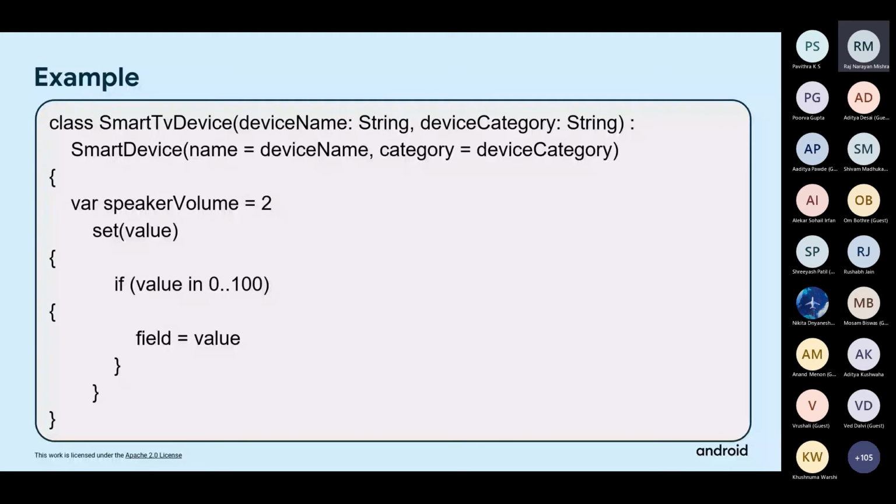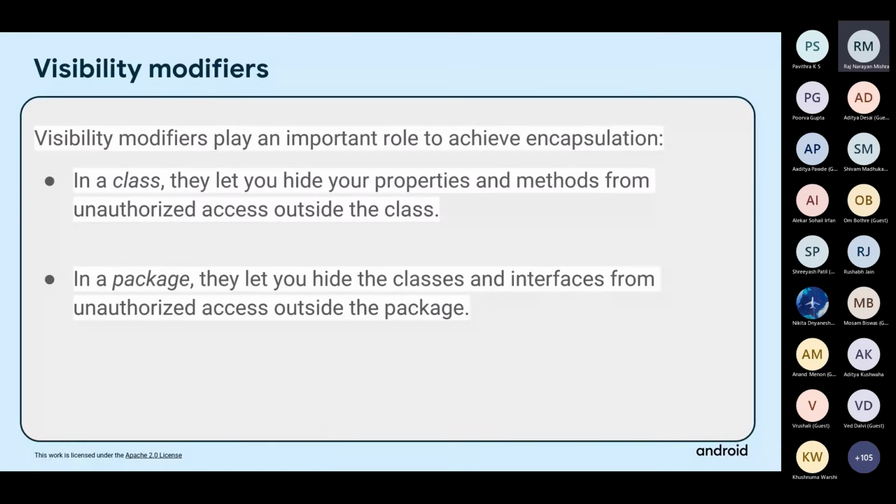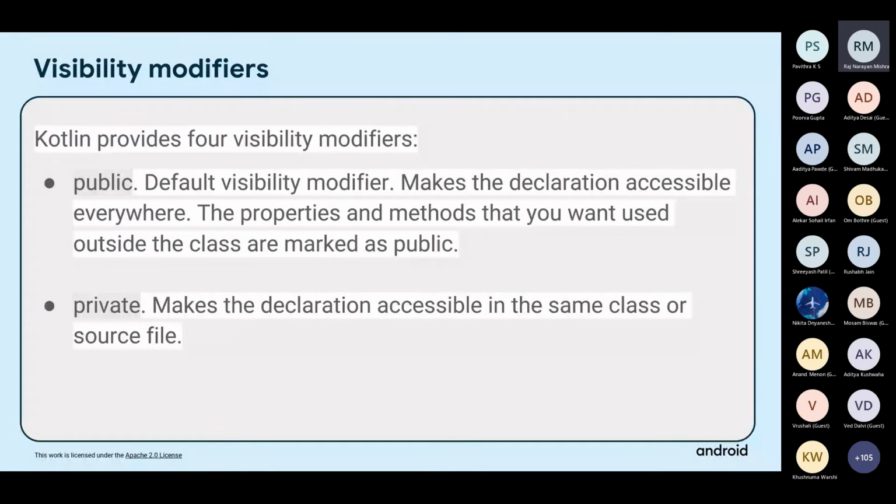Now coming to another concept, which is the visibility modifiers. The visibility modifiers are basically based on encapsulation. Like you cannot call one of your classes to the other class. In a class, they let you hide your properties and methods from unauthorized access outside the class. The same in the package, they let you hide the classes and interfaces from unauthorized access outside the package. The same as in Java, the same here. We have four visibility modifiers, that is public, private, internal, and protected. Now the public is the default modifier.